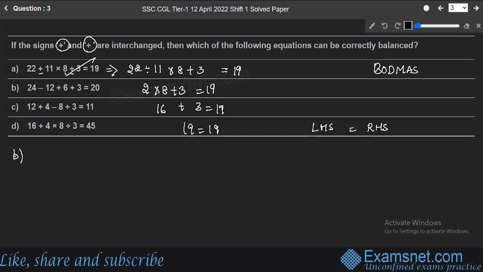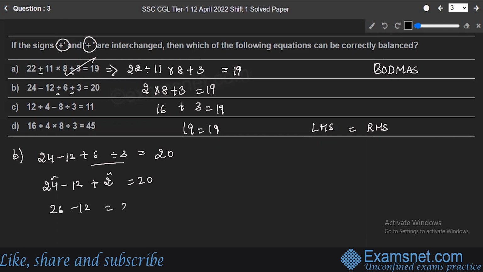Second one, if I'm interchanging, I'll replace division with plus, and the plus will be interchanged with division. So this will become 24 minus 12 plus 6 divided by 3 should be equal to 20. Right, according to BODMAS, you will solve division first. So this will be 24 minus 12 plus 2 should be equal to 20. Then you have to do the addition, 24 and 2. If you add them, you will get 26 minus 12. This should be equal to 20. This makes it 14, but this 14 is not equal to 20. Here, LHS is not equal to RHS.